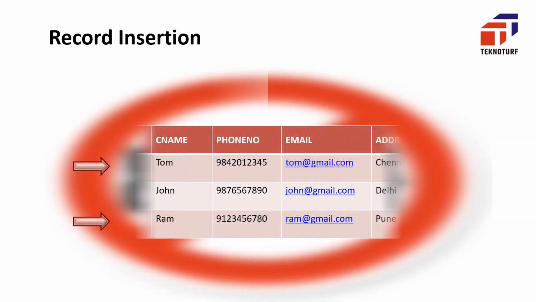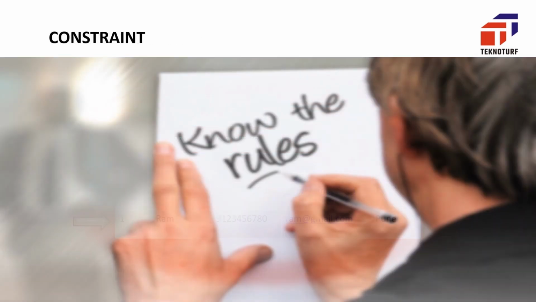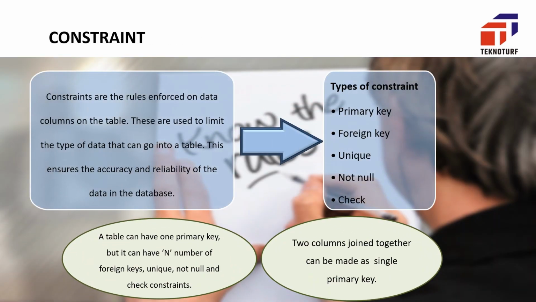If you have a look at the records inserted, 2 members have the same member ID. It will create a problem when you want to identify the record uniquely. How can we resolve this? We can restrict it by having a constraint. Constraints are the rules enforced on data columns on the table. These are used to limit the type of data that can go into a table. This ensures the accuracy and reliability of the data in the database. The various types of constraints are primary key, foreign key, unique, not null and check.